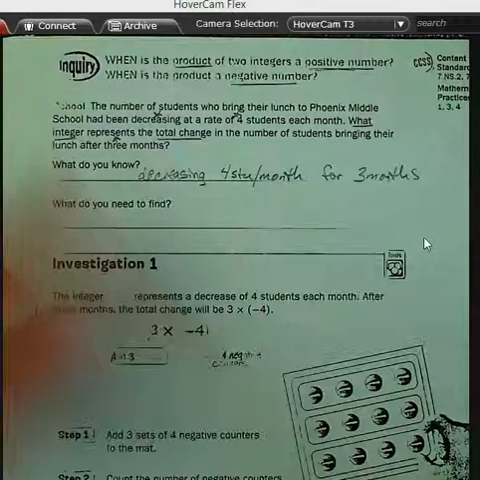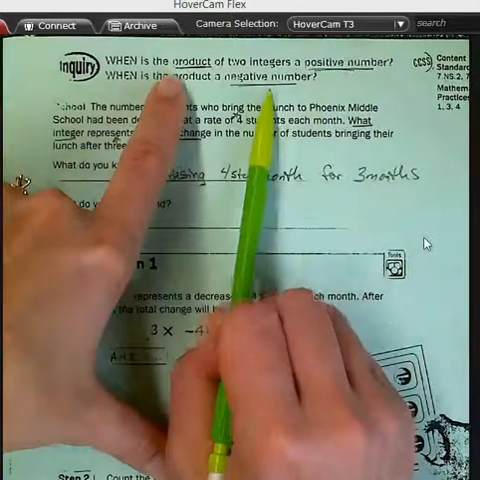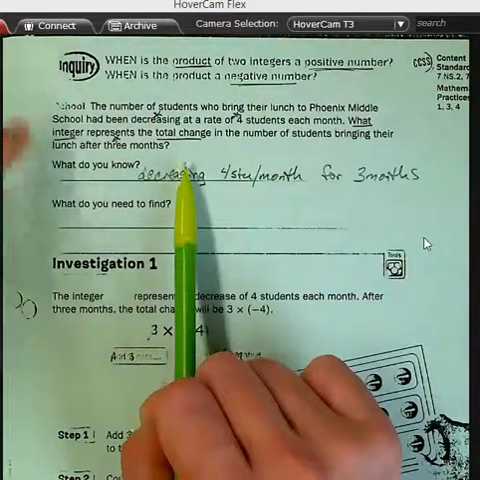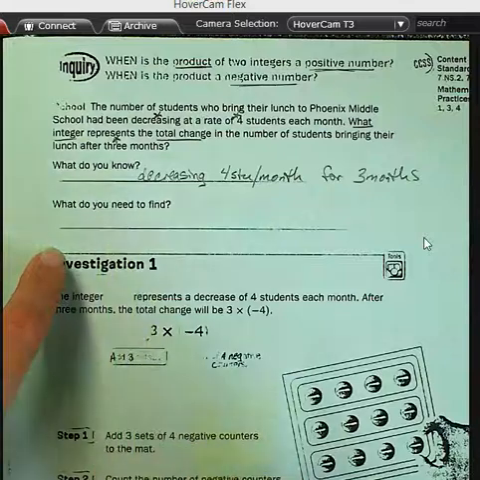So today we're going to answer this question. When is the product a positive number or a negative number? Just like we're going to have to answer on our final test. When we read the story problem, we're looking for, what do we need to find? What did we underline? What do we need to find?